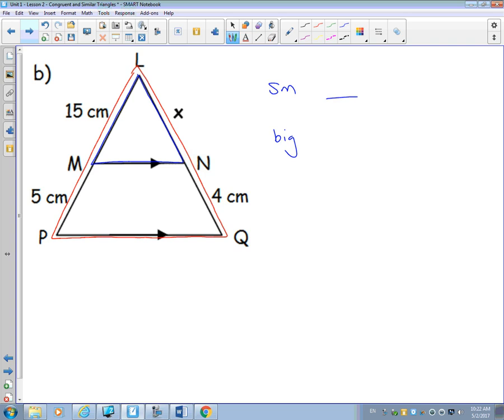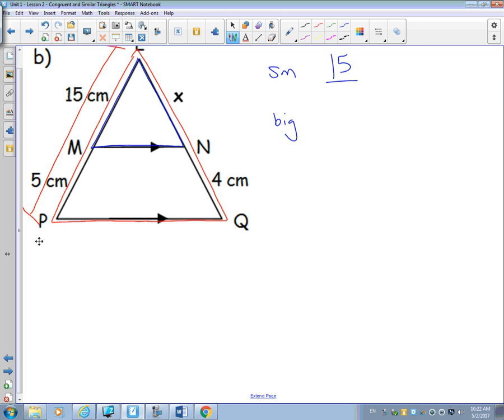In the small triangle, I have a side of 15. And it's the left-hand side. In the big triangle, that is all the way from here to here. How big is that? It's not 15. It's not 5. It's actually the 15 and 5 put together. It's 20 centimeters.